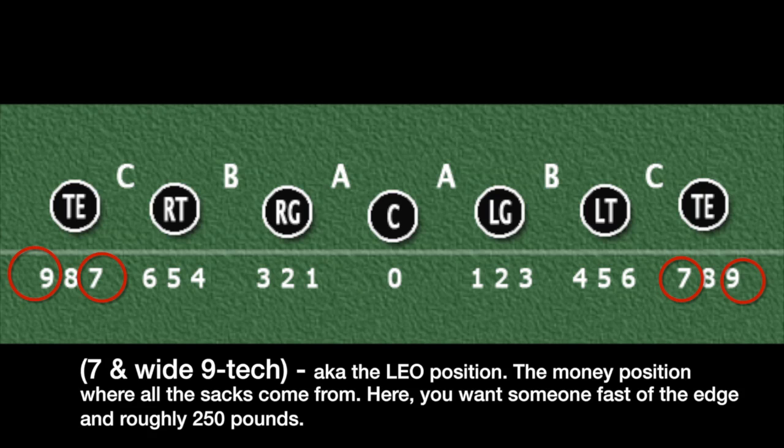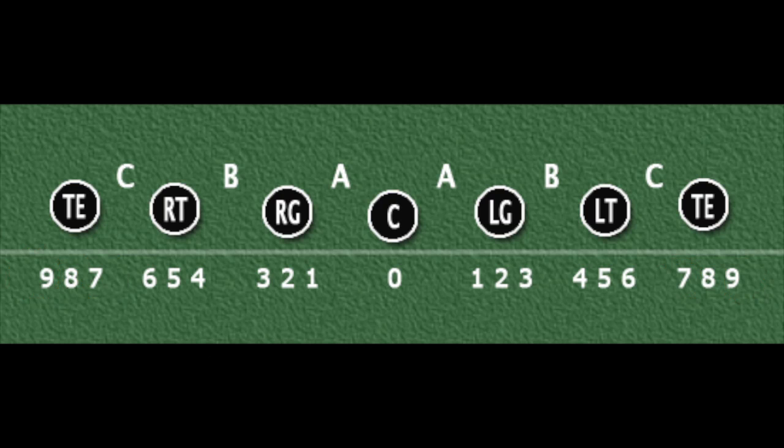Lastly, you have the Leo role, which is the 7 and the 9, as I've already said. And that's your primary pass rusher in this defense. That's where all the sacks are going to come from.